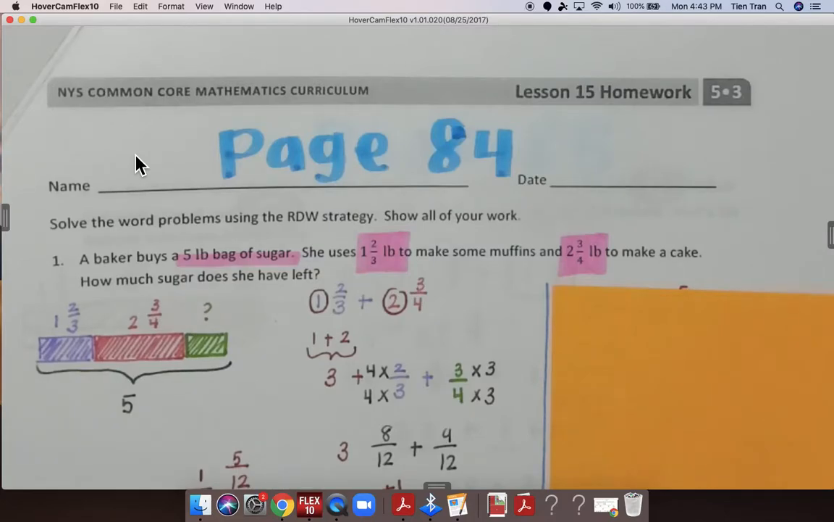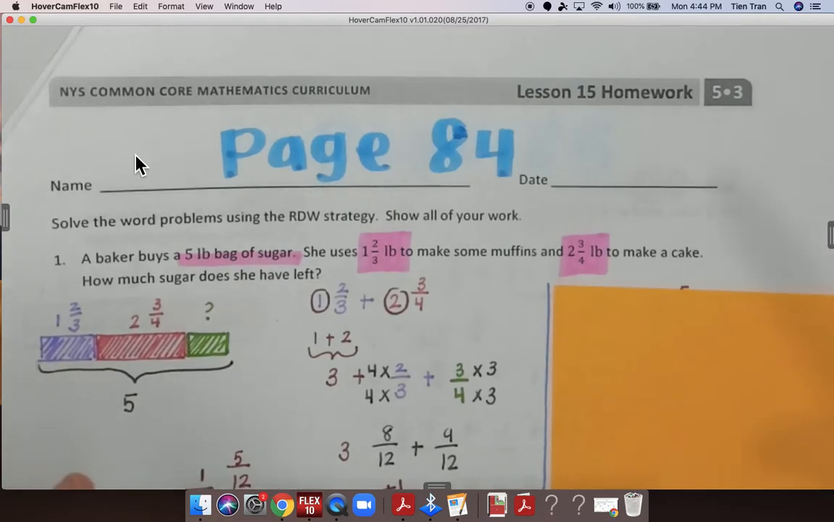We are on page 84. Please make sure that you are going to the correct page, and we are on lesson 15 homework. Please make sure you're turning to lesson 15 homework, page 84.